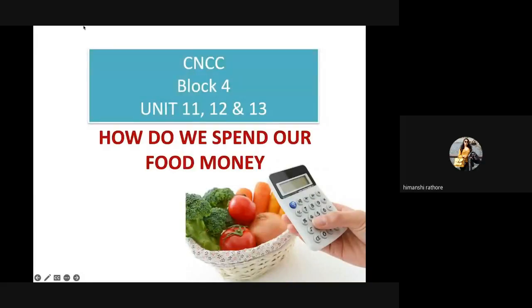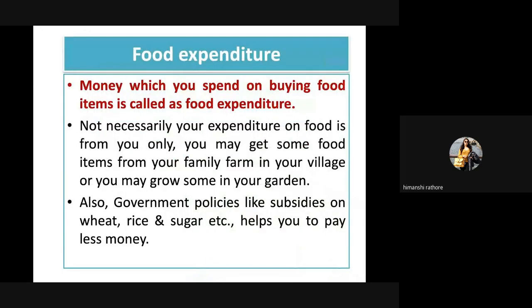So today we will be covering block 4 of CNCC, which will include unit 3, units 11, 12, and 13. Here we'll be starting with how we have to spend our food money. What is food expenditure and how can we plan a food budget? What is a food budget and what are the steps to prepare a food budget for a family?